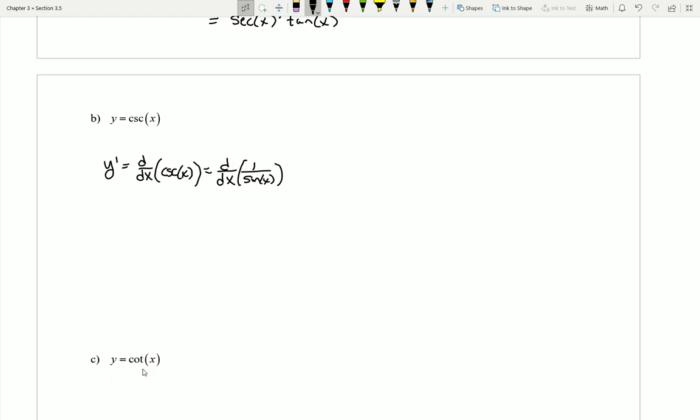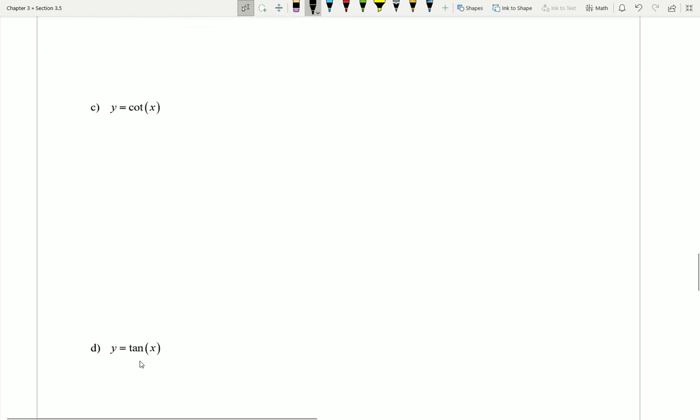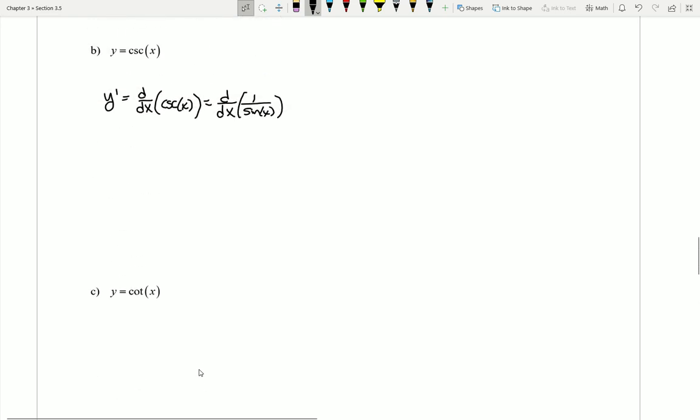You would do the same thing with cotangent. You would just write it as cosine over sine and try to use the quotient rule. Same thing with tangent. You do sine over cosine and use the quotient rule. See if you can go ahead and work through these.